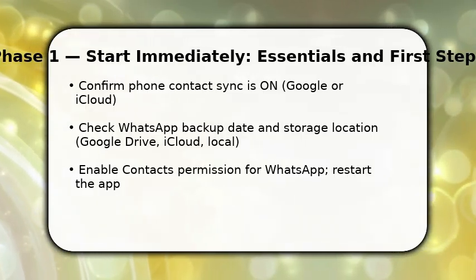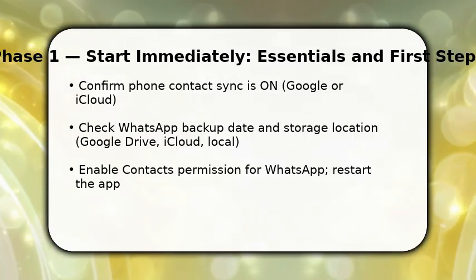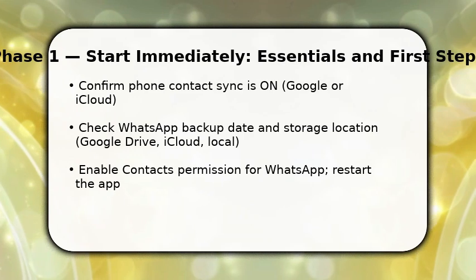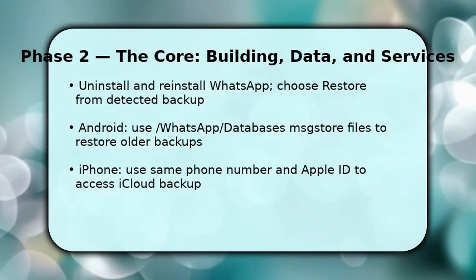If you haven't backed up recently, make a manual backup now to avoid further loss. Proceed by restoring the backup. Uninstall WhatsApp and reinstall it. When prompted, choose Restore from Backup.